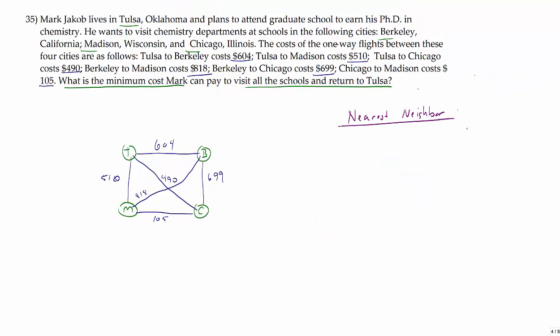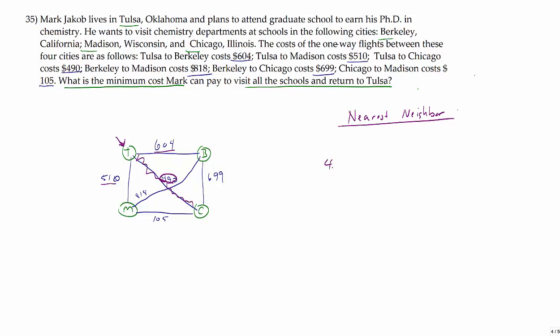Okay, now I'm going to do the same problem. We're going to use the nearest neighbor algorithm. Okay, so the nearest neighbor algorithm, like I said, I know I'm starting here in Tulsa. So look at all the edges out of Tulsa. Which one is the cheapest? So I've got 510. I've got 604, or this path coming down here. Oops, that one was 490. So which one of those is the cheapest? The 490 is. So I'm going to do this edge first.